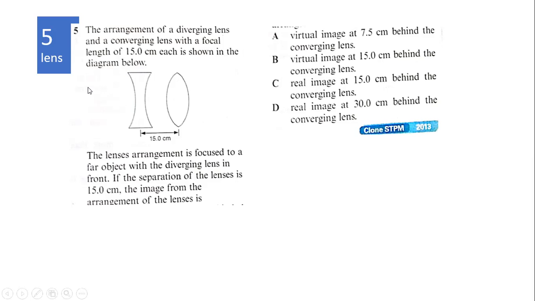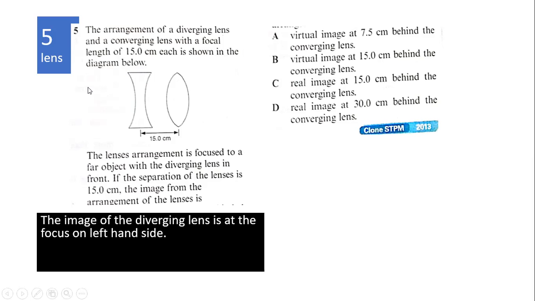Okay. The first thing, the image of the diverging lens is at the focus on the left-hand side. Right? Image, because you are viewing the object from here. Infinity on the left-hand side there. So you draw a diagram, the ray should focus to the object at the focal point there. Focal length here, so it's 15 cm.